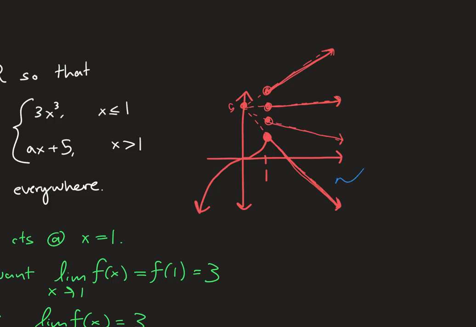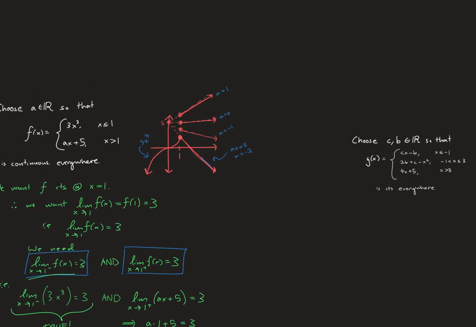So this is my ax plus 5 with a equal to -2. This would be like a equal to -1. This is a equals 0, a equals 1 maybe. Notice the a equals -2 actually works. This one works. And here is my 3x cubed. Okay, so you're forcing something nice to happen, but things can get a little bit more complicated.